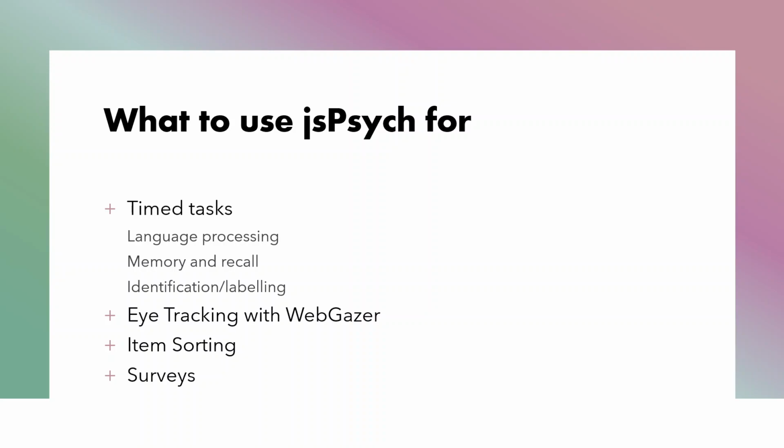Lastly, an identification or labeling task can involve showing somebody an image or a word and having them classify that word as a part of one group or another, as we'll see with the implicit association task. So this is what jsPsych is really built for: these kinds of show somebody a stimulus and time their reaction to that stimulus online using JavaScript.